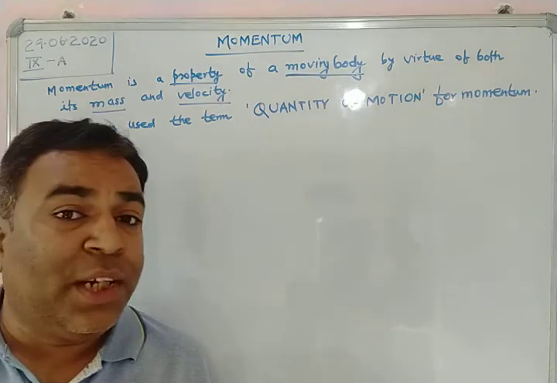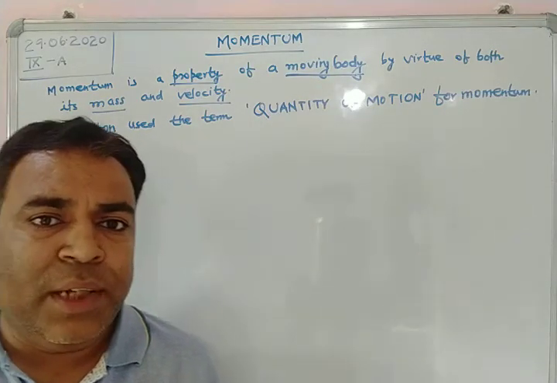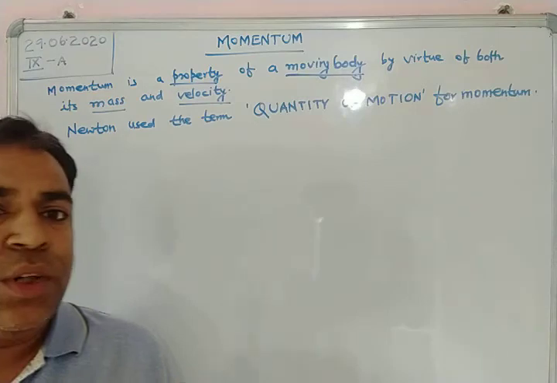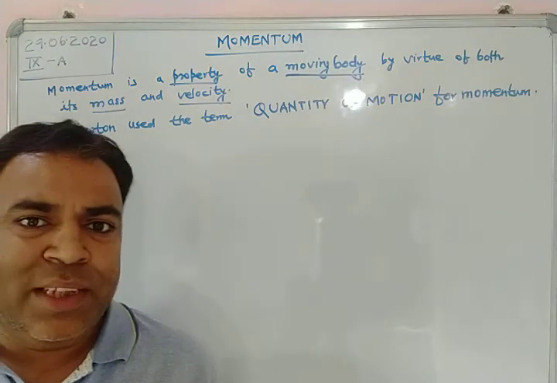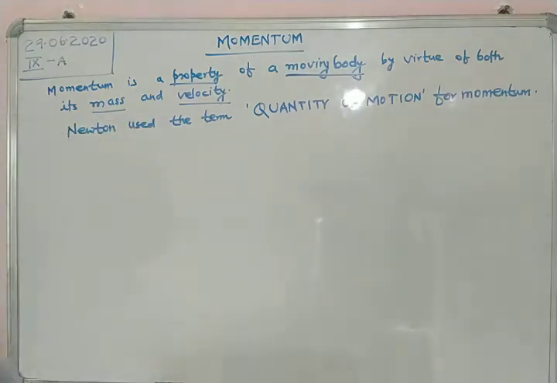It cannot be that any body at rest has momentum. Suppose any body is at rest. What will be the momentum of that body? We will say that nothing. It is zero. Absolutely zero. Every moving body possesses momentum due to its mass and motion.